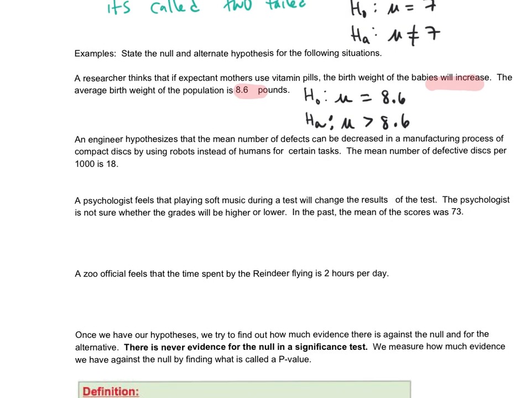The next one says an engineer hypothesizes the mean number of defects can be decreased in a manufacturing process of compact discs by using robots instead of humans for certain tasks. The mean number of defects per 1,000 discs is 18. So again, this is talking about the mean, so we'll use mu. Most of these talk about mean, but you could do a proportion just the same. So the mean number of defects in some process is 18. And we're saying if we use robots, that's going to decrease. So our alternative is saying once we implement the robots, the average number of defects is going to go down.